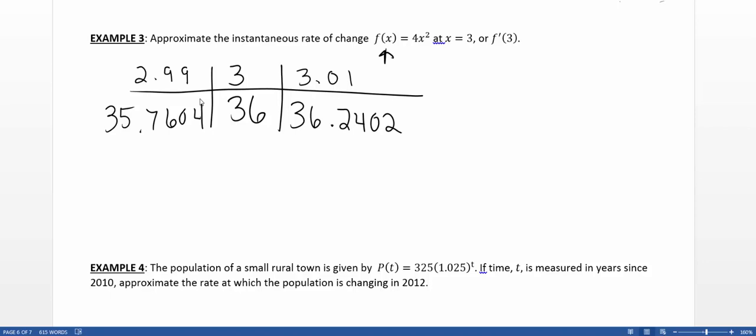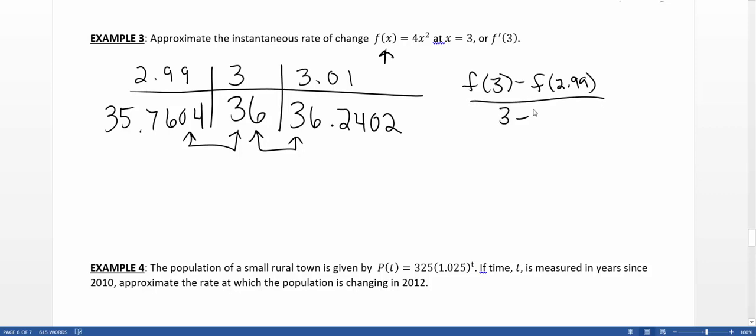So now that I have the functional values, I need to do the average rate of change to the left and the average rate of change to the right. So when I do the average rate of change to the left, I'm going to do f of 3 minus f of 2.99 divided by 3 minus 2.99. When I carefully plug those decimals into my calculator and crunch that number, I get 23.96 for my average rate of change to the left.